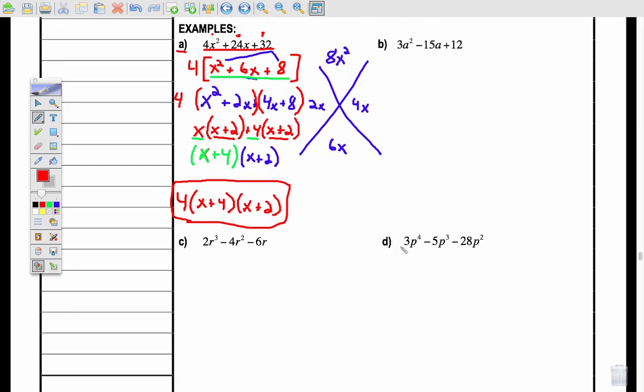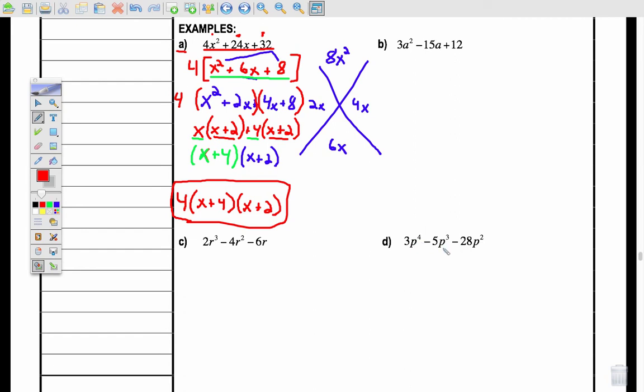Let's do a couple more. Let's do D. So if we do D, look at it. Is there anything we can factor out? 3, 5, 28. No, nothing there you can factor out because 3 and 5 don't have anything in common.